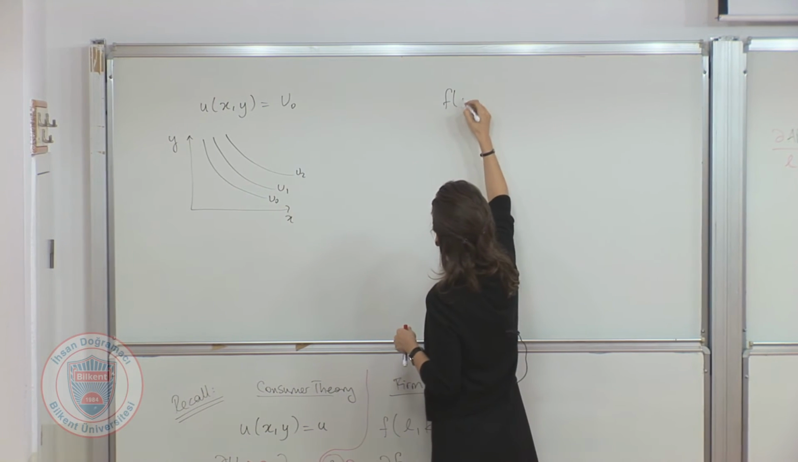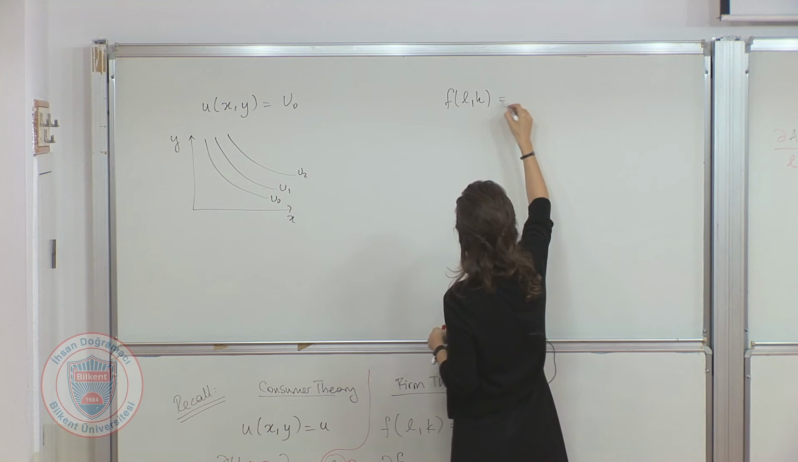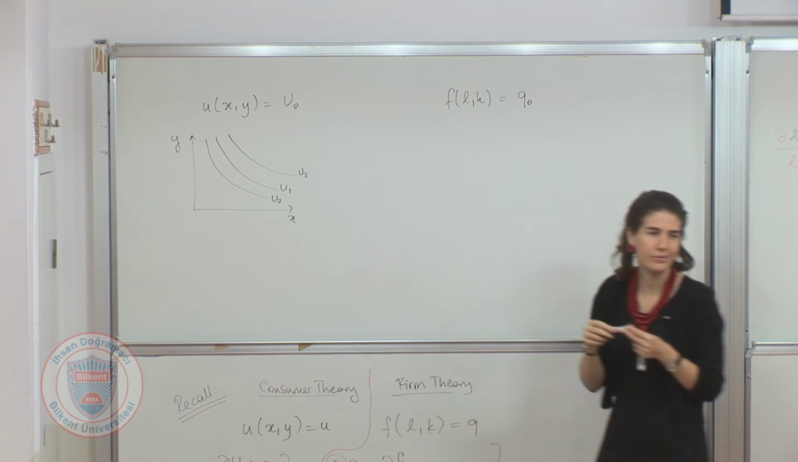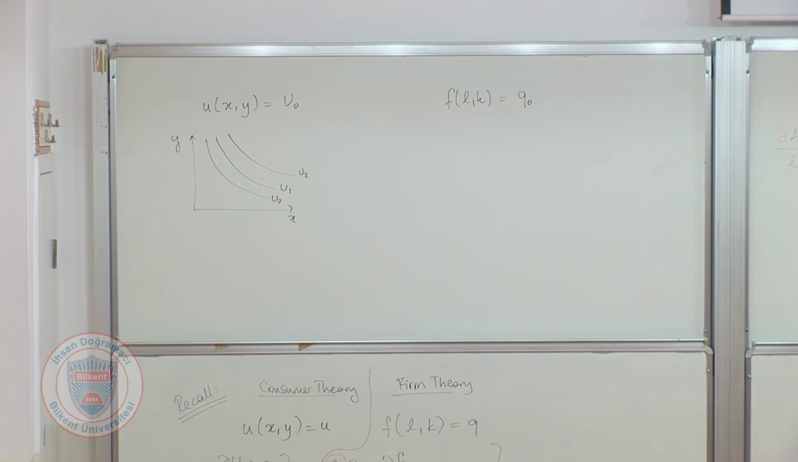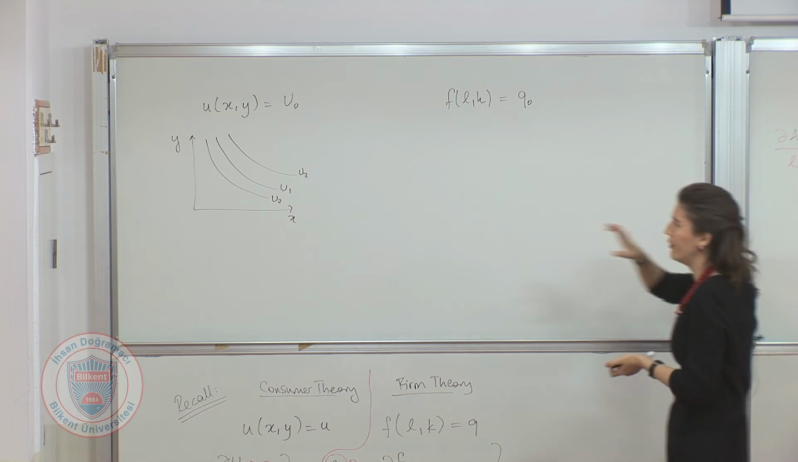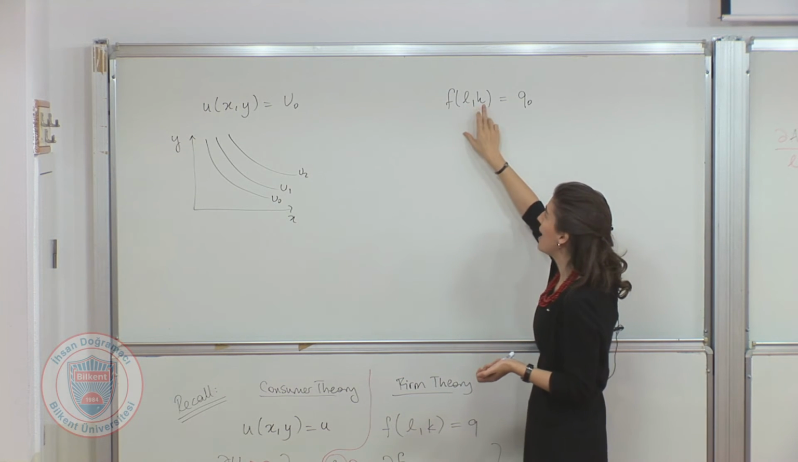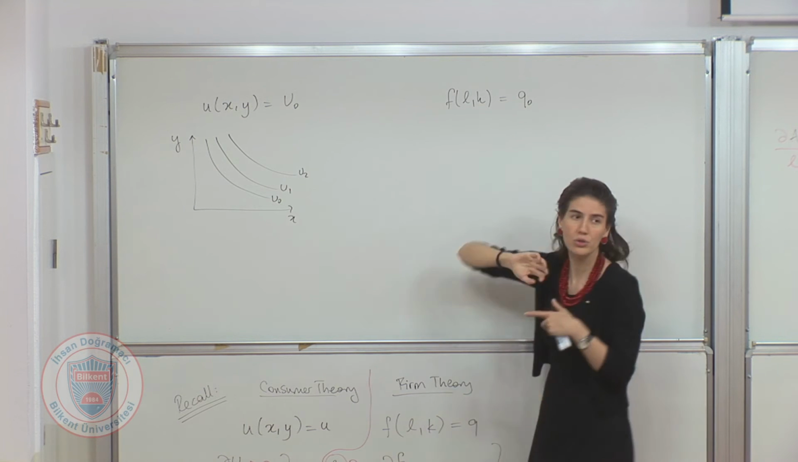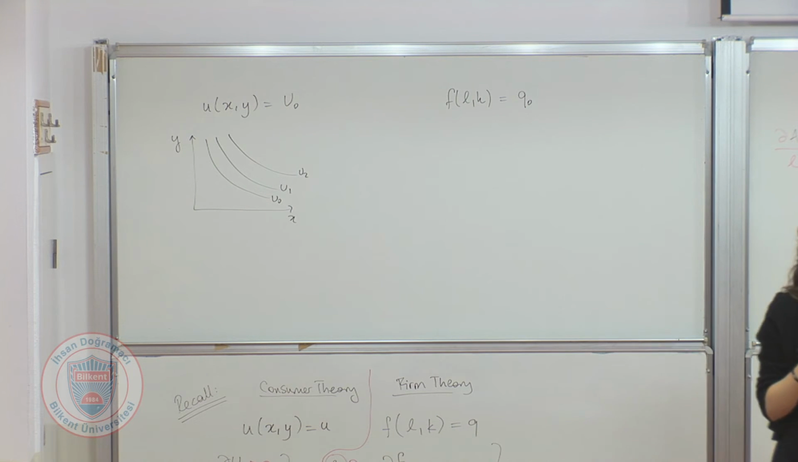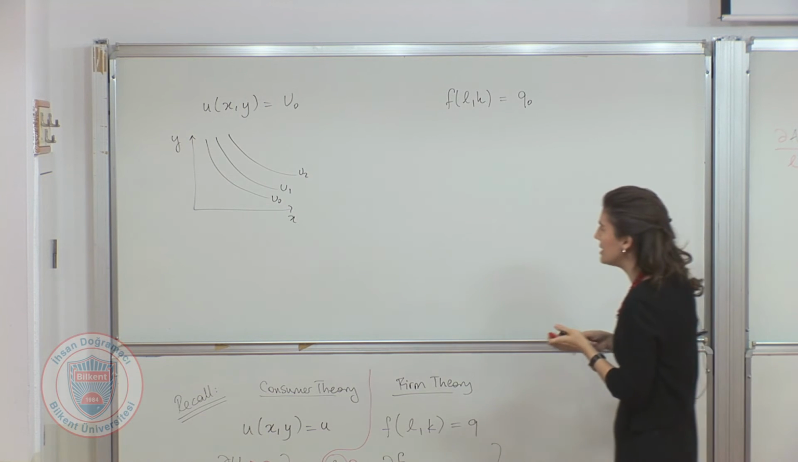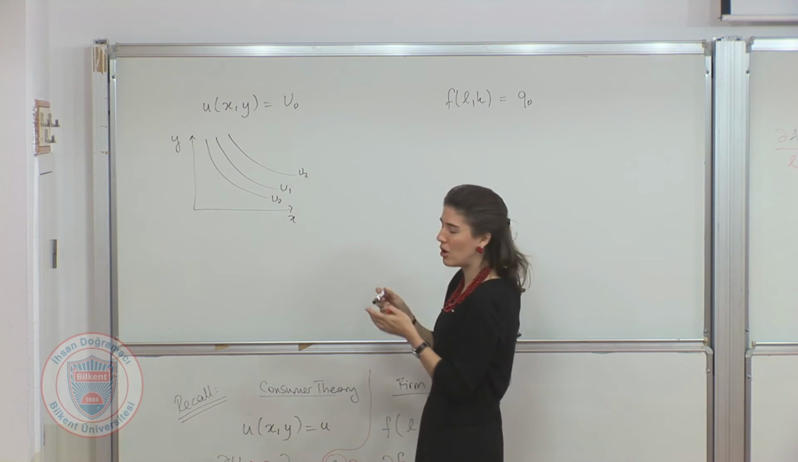So this is your production function, which is equal to Q0, whatever. So again, this is how you're going to get an indifference curve. You're going to set it equal to 3. Then it's going to give you, for instance, all the combinations of labor and capital which are going to produce 3 units of that good, okay? So in this case, these guys were called indifference curves.